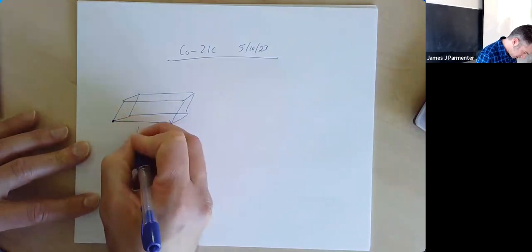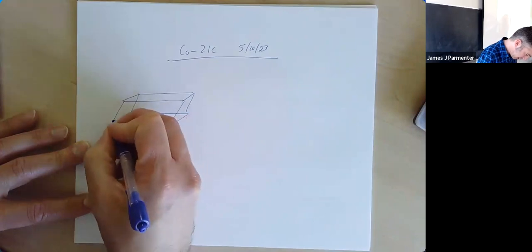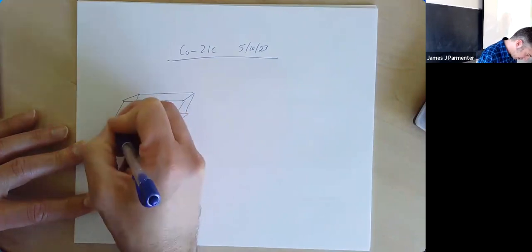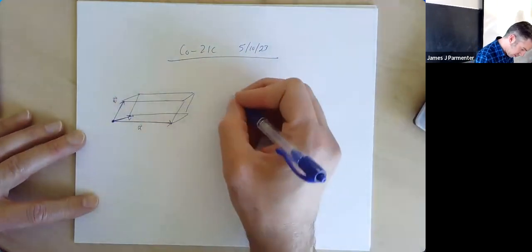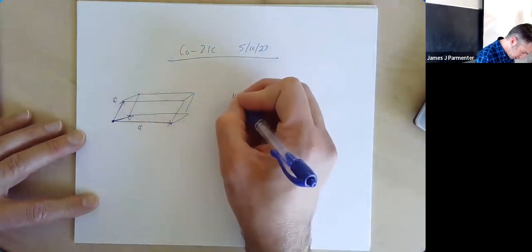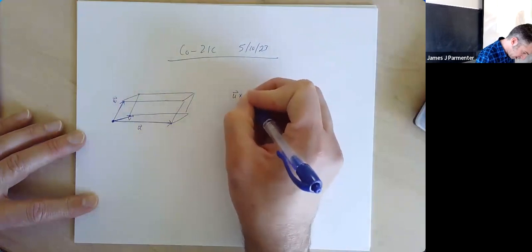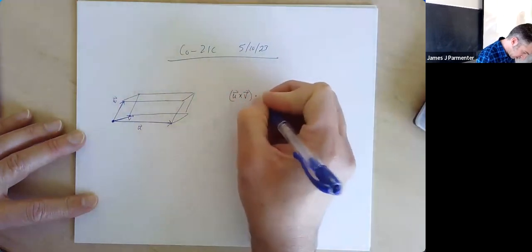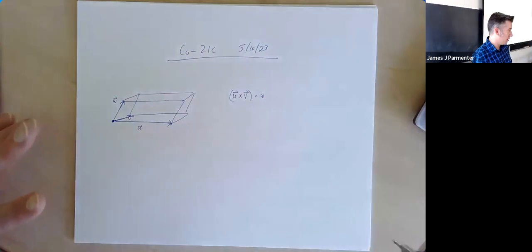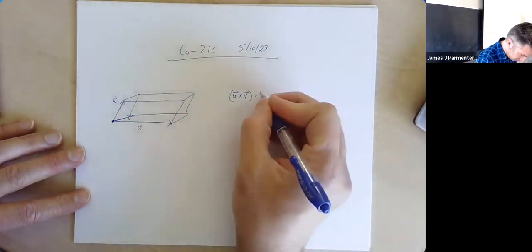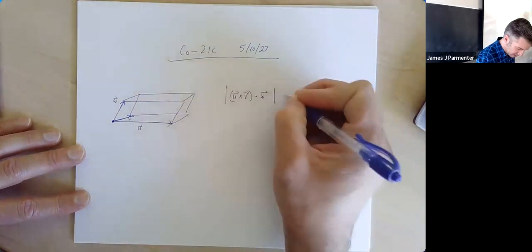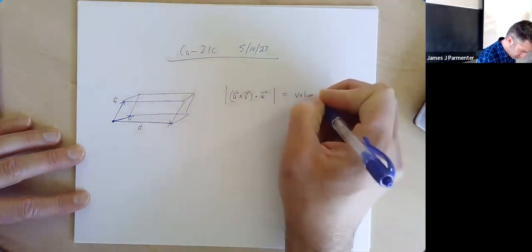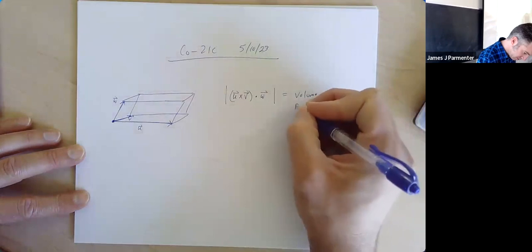u, and this vector here is v, and this vector here is w, you can do the magnitude of u cross v dotted with, I guess it's not magnitude, it's actually the absolute value, I apologize. It's the absolute value of u cross v dotted with w. The absolute value of that is equal to the volume of the parallelepiped.